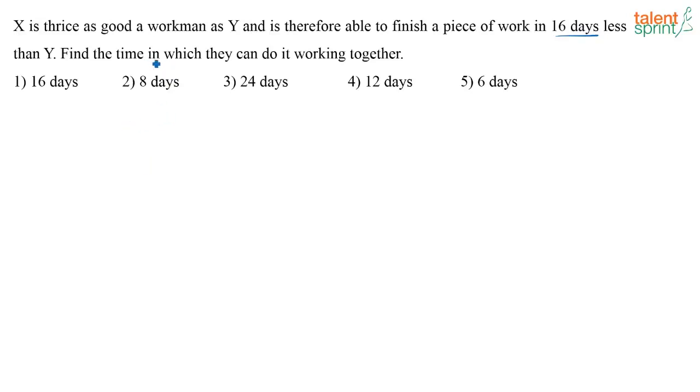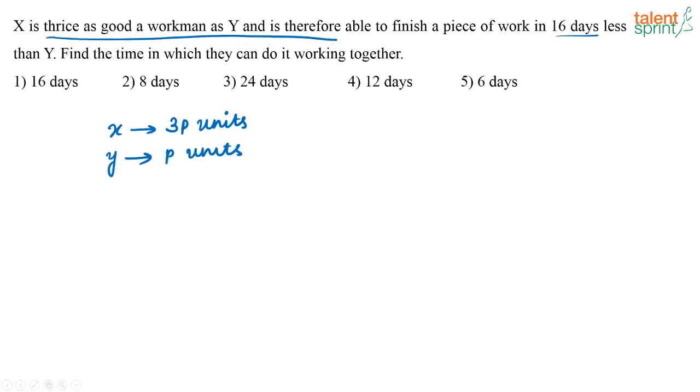See, X is thrice as good a workman as Y. So if I say that in one day X is doing 3P, I'm just taking P as some variable. If I say in one day X is doing 3P units of work, in the same day how many units of work will Y do? Y will only do P units of work. That's what it means, right? What does the statement mean? X is thrice as good a workman as Y. That means that in one day, if X does 3P units, Y does only P units.